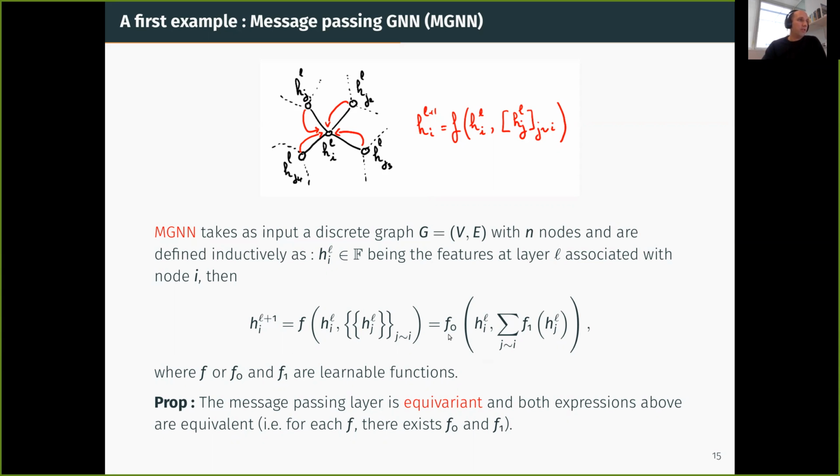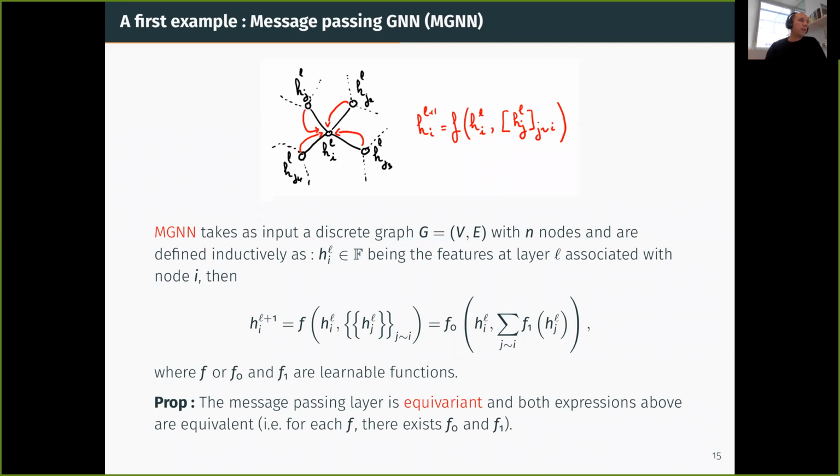So it doesn't tell you anything about how you will learn f0 and f1. It only tells you what kind of architecture you can use in order to ensure that you will be equivariant at each layer. And if you are equivariant at each layer, then you can stack layers like that and you will remain equivariant. At the end, you will obtain an equivariant graph neural network for the whole graph.